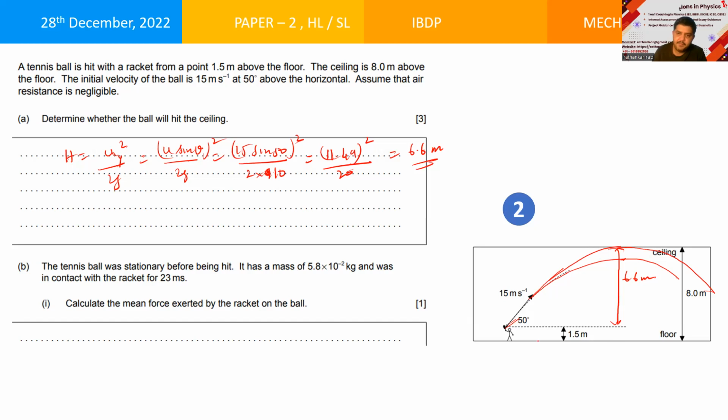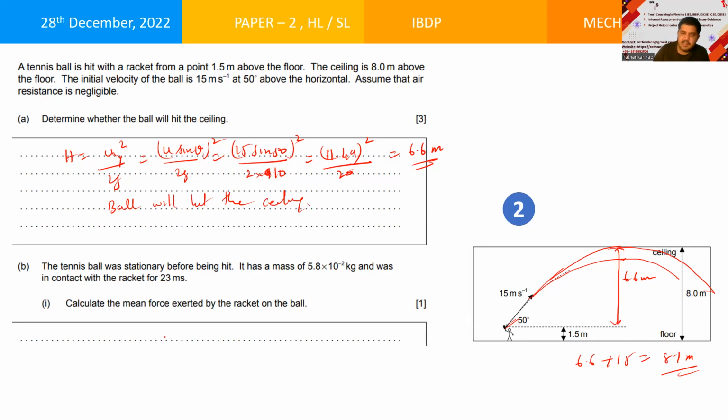Which means from the floor, the total height that the ball goes upwards is 6.6 plus 1.5, which is 8.1 meters. But the ceiling is only 8. So definitely the ball will hit the ceiling. So the conclusion is the ball will hit the ceiling.